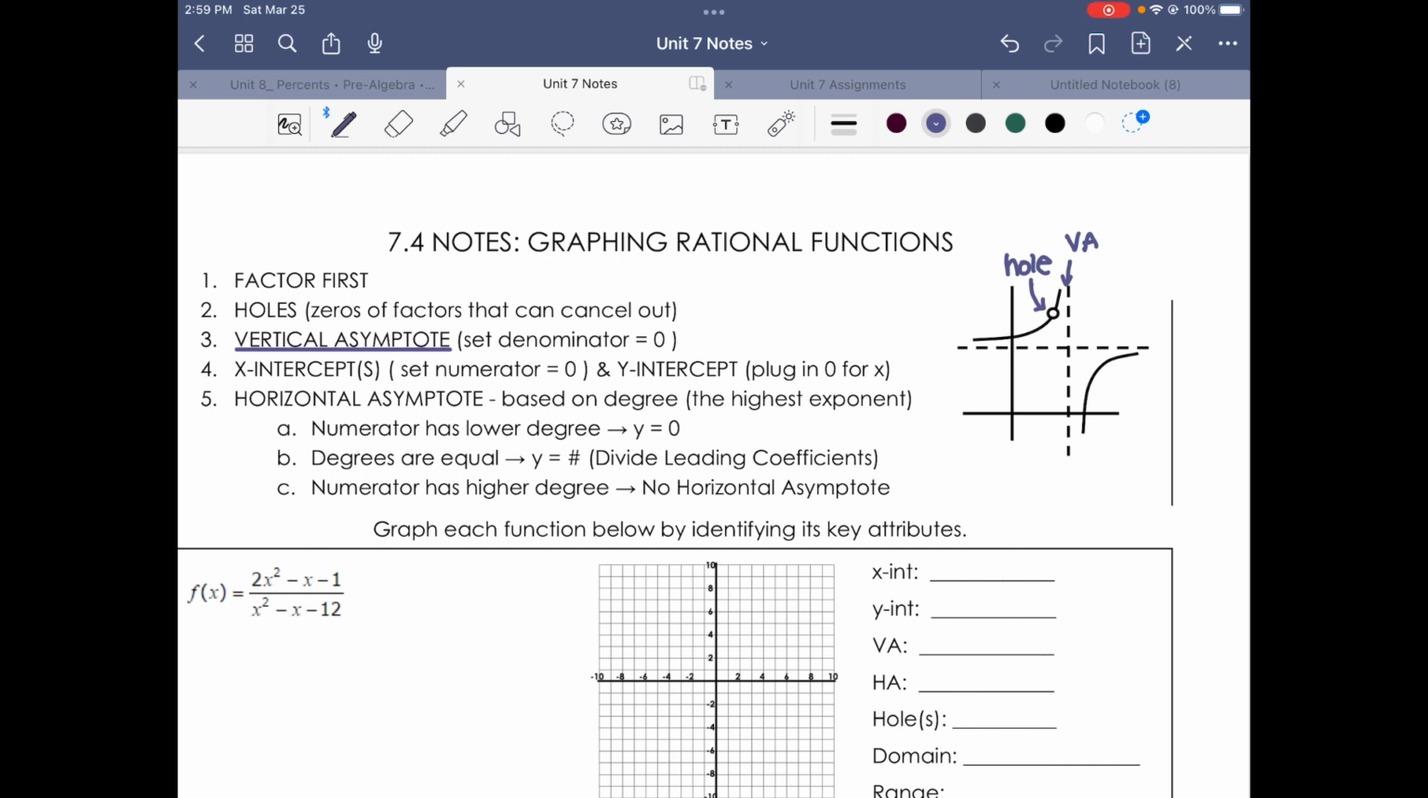The same idea also happens going side to side. Since it is side to side, we call that the horizontal asymptote. Same idea, just going side to side. That will be the last thing that we usually find, so it's going to be our step 5.